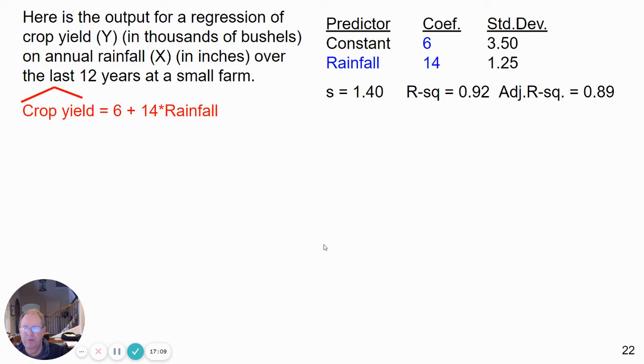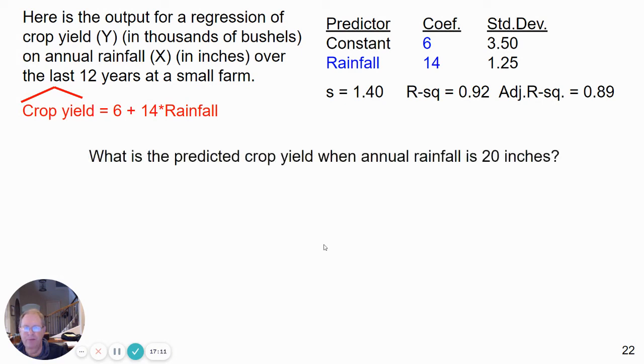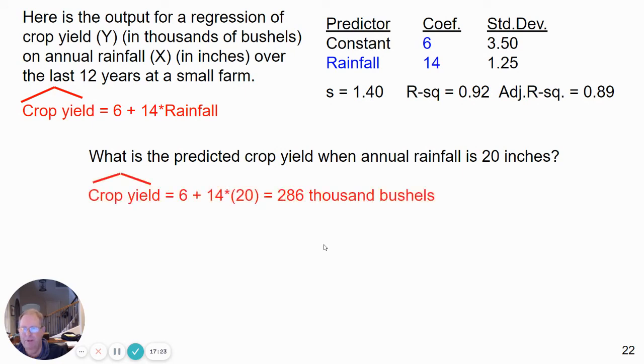There's my least squares regression line. We may ask you this type of question. What is the predicted crop yield when the annual rainfall is 20 inches? So we're just going to plug 20 in for where you see the word rainfall, and I get my predicted crop yield equal to 286,000 bushels. Please include units.